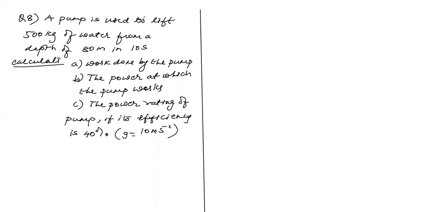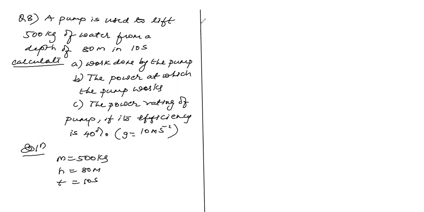Question number 8. A pump is used to lift 500 kg of water from a depth of 80 meter. Meaning, the mass of water to be lifted is 500 kg. I told you, every time we will write first in notation form, okay? Everything in notation form. So, a pump is used to lift 500 kg of water, that means M is 500 kg. Water from a depth, meaning height, it has been lifted. This 500 kg of water is lifted to a height h, which is 80 meters. And the time taken is 10 seconds for doing it.